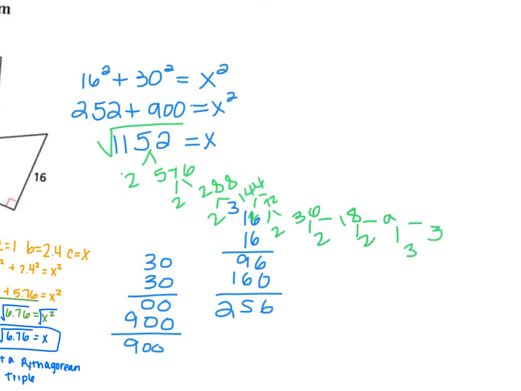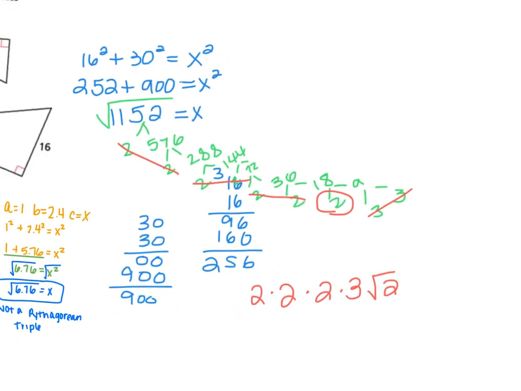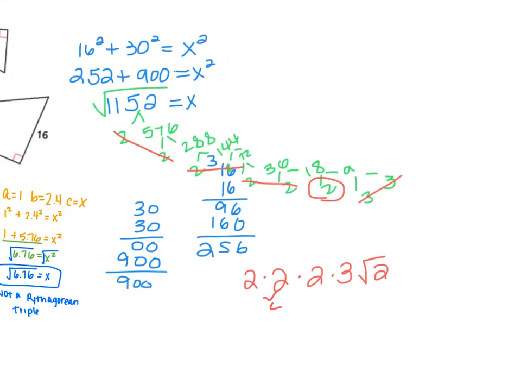Got a lot of pairs, so that's one pair of 2s. That's a second pair of 2s. Third pair of 2s, and a pair of 3s. And then this 2 that's left underneath by itself, which tells me this is not a whole number. So 2 times 2 is 4, times 2 is 8, times 3 is 24 root 2. And this would not be a triple.